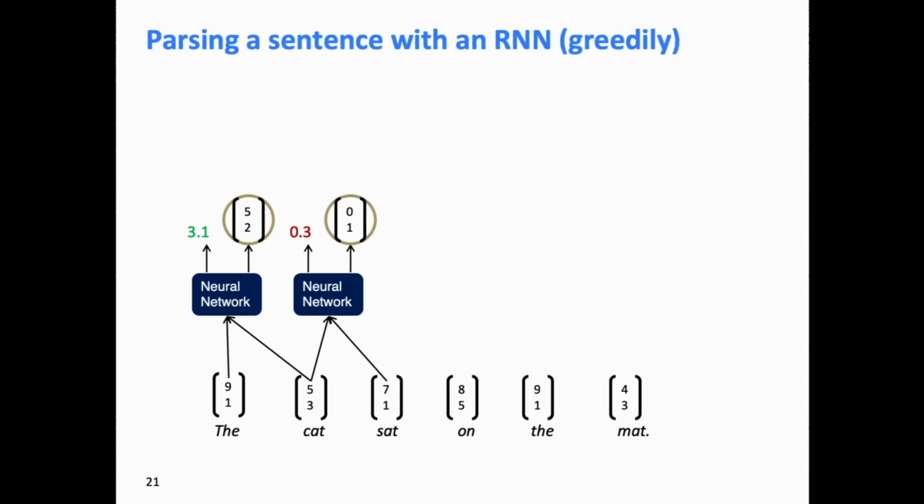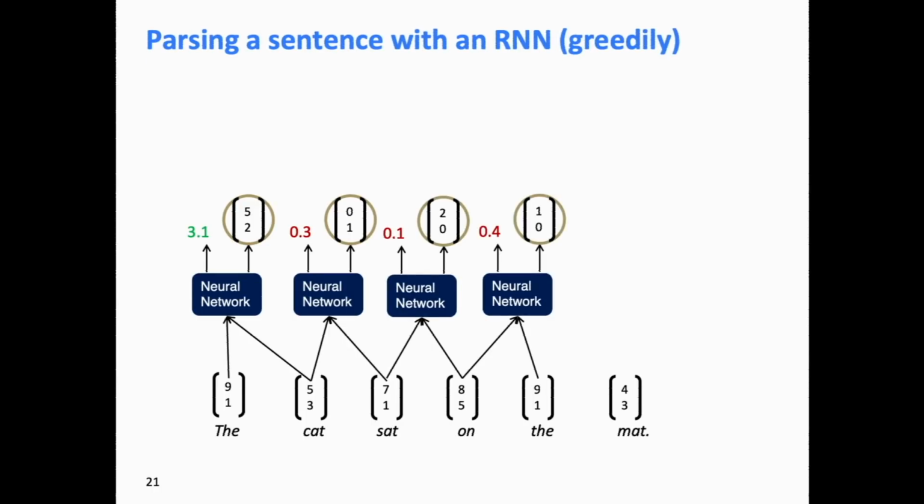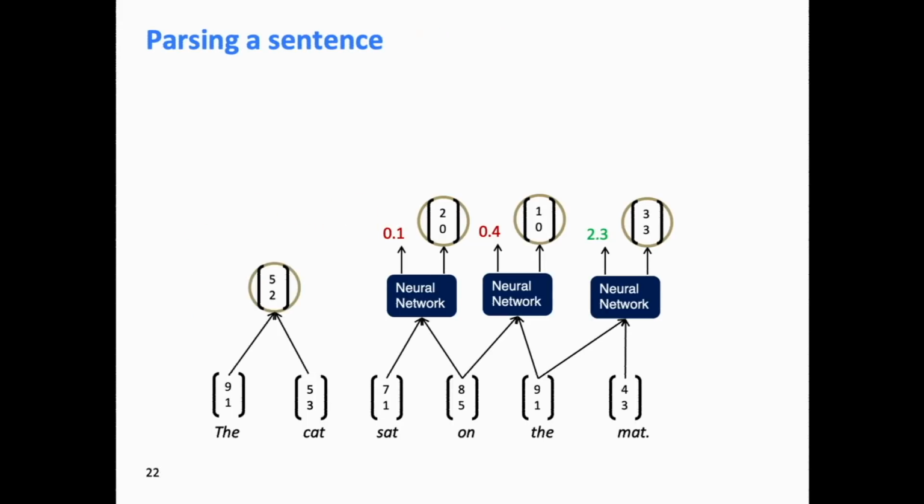And well, we could try doing that for cat and sat. We could try doing it for sat and on. We could try doing it for on and the. We could try doing it for the and mat. And then at this point, we'd say, okay, well, the best phrase that we can make combining these word vectors is the one for the cat. So let's just commit to that one, and it has this semantic representation.